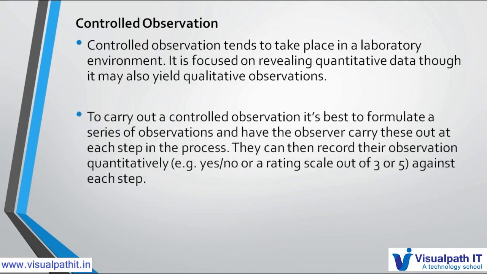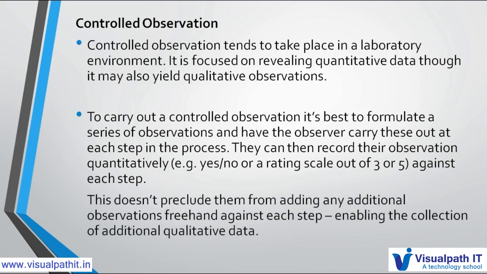To carry out a controlled observation, it's best to formulate a series of observations and have the observer carry this out at each step in the process. They can then record their observations quantitatively, for example, yes or no, or a rating scale out of 3 or 5 against each step. This does not preclude them from adding any additional observations freehand against each step, enabling the collection of additional qualitative data.